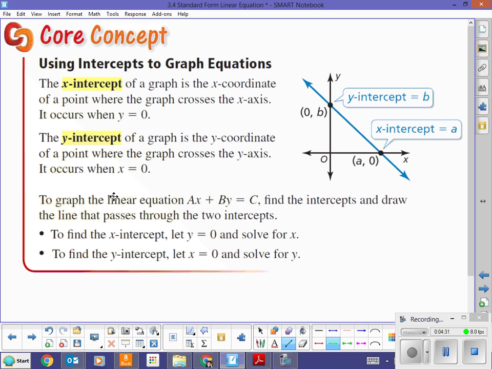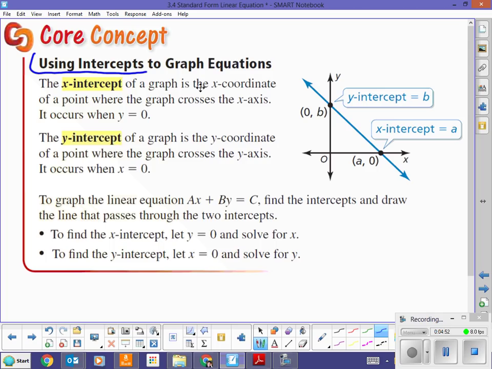Core concept, using intercepts to graph equations. So this is the first type of graphing of these linear equations that we're going to do, and this method is called using intercepts. Okay, there's different methods. I'm going to refer to graphing using intercepts a lot. And this works really easily when the equation is in standard form.